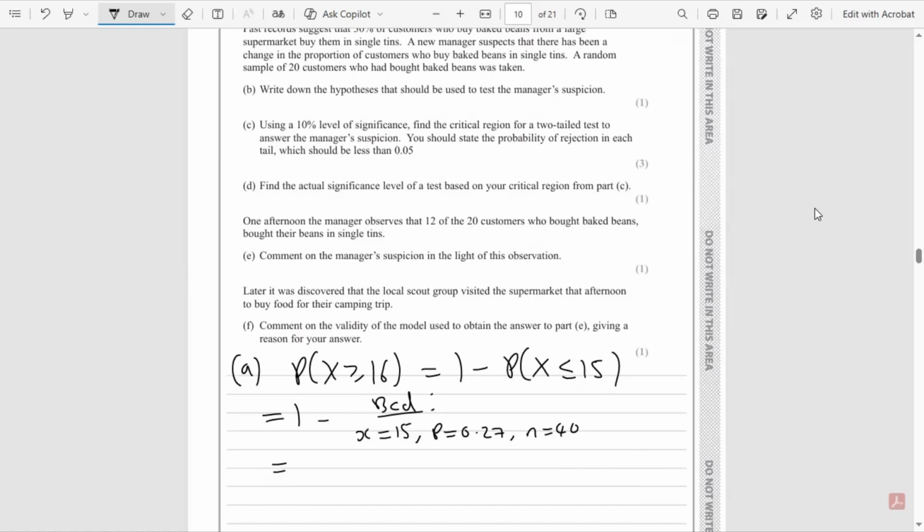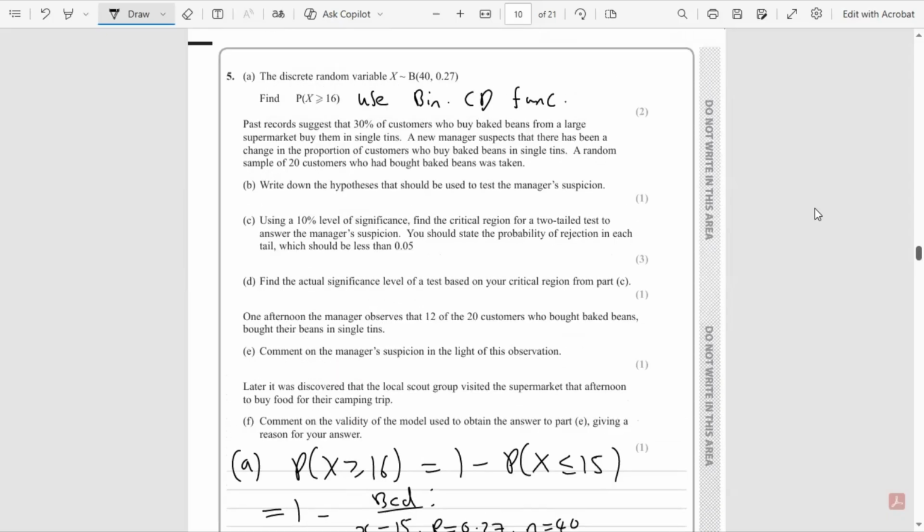So now we can work this out on the calculator. So 1 minus, and then go into the binomial CD menu of my calculator. X will be 15, number of trials 40, 0.27 success rate. So this gives me 1 minus 0.949, I'll give a few decimal places here, 0.949 77, and so on. So 1 minus the answer is 0.0509 to 3 significant figures. So with these binomial probabilities, you can give your answers to 3 sig figs like so. Perfect. So that's part A done.